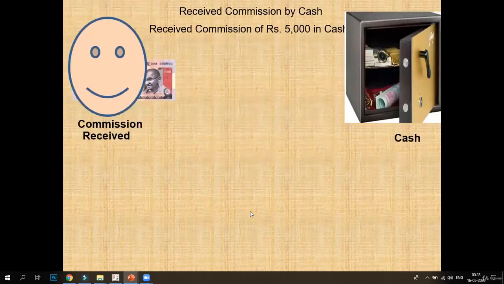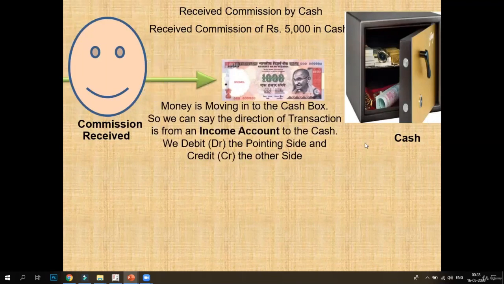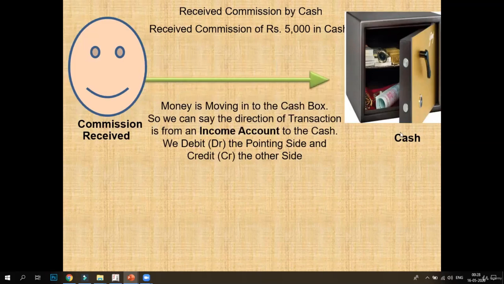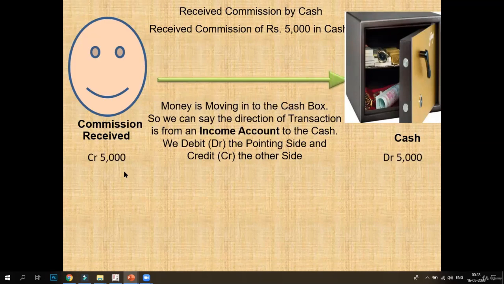Now the next entry is we have received commission by cash of rupees 5,000. So our cash is increasing, real account is increasing. We'll debit the cash and the commission received is our income. So as per the nominal account, we'll be crediting the commission received. Our entry will become cash account debit to commission received account.